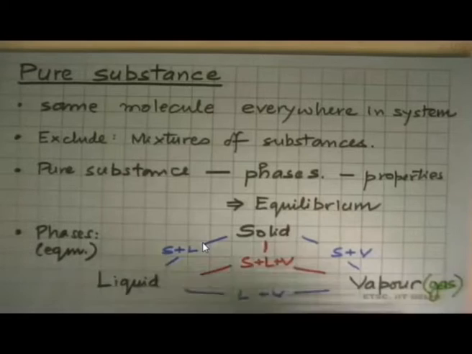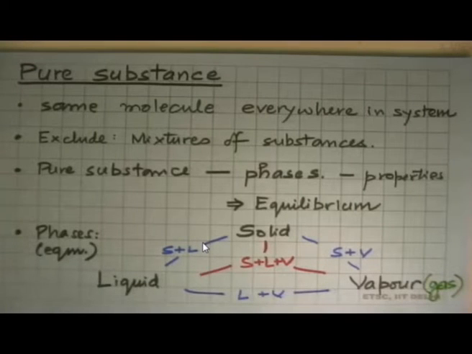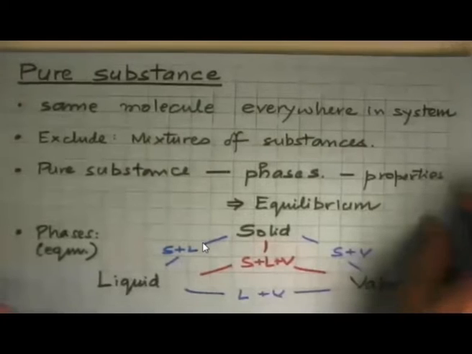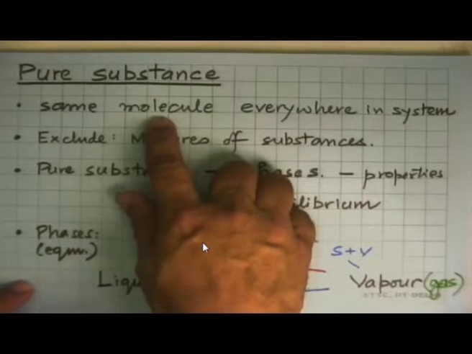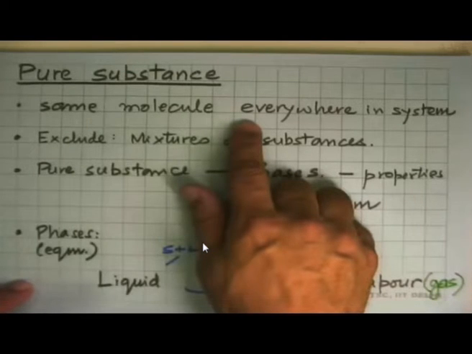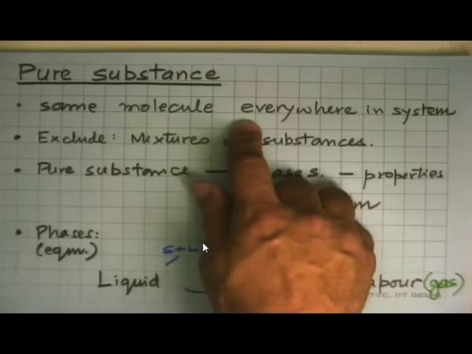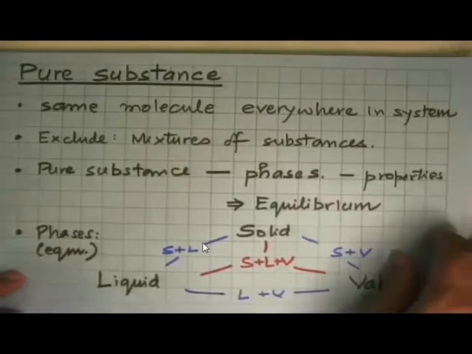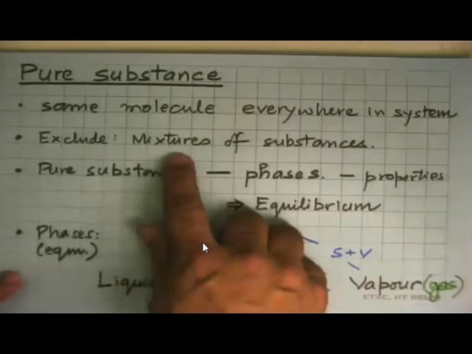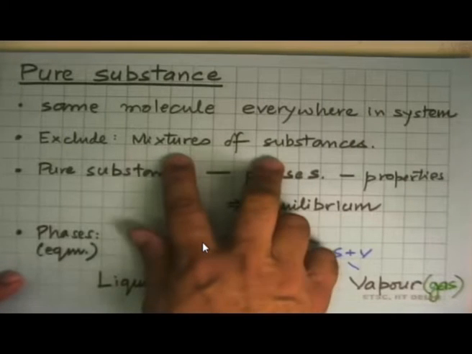So first, before we come to the properties, let's ask what is a pure substance and what is its general behavior. A pure substance is something we defined as something where there is the same molecule everywhere in the system. That means at any point, anywhere in the system, whether it's a flow system or a closed system, we say it is this particular molecule and it is the same everywhere. So what we exclude by this definition are mixtures of substances.